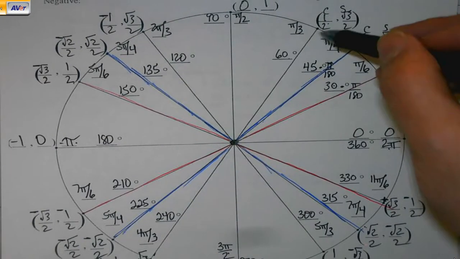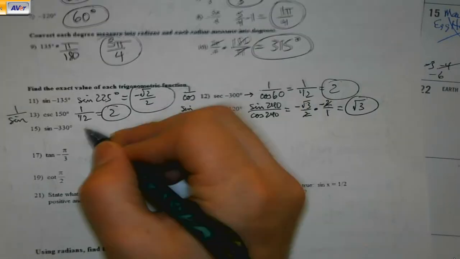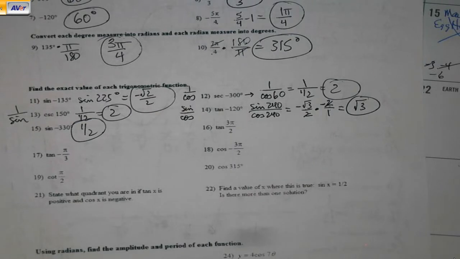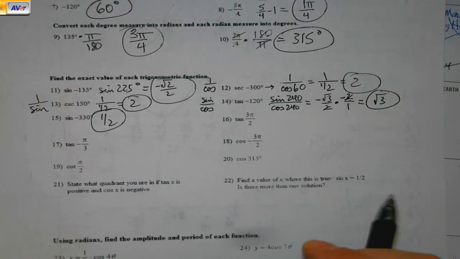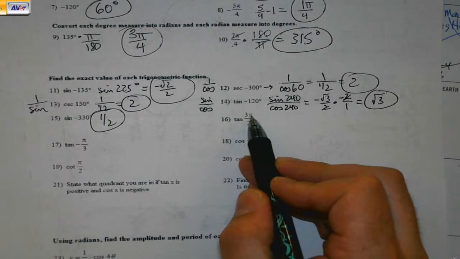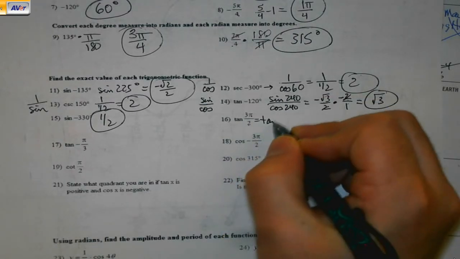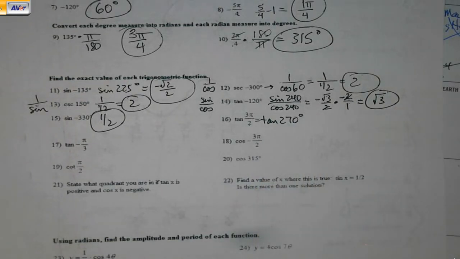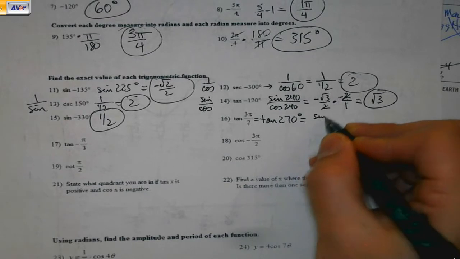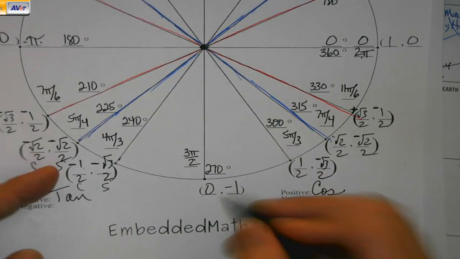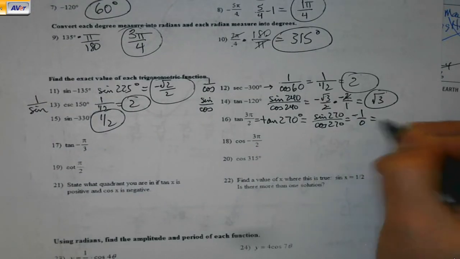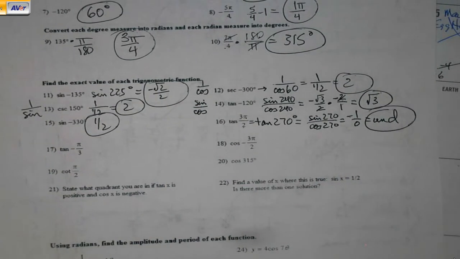Sine of negative 330. 90, 180, 270, 300, 330. Sine is 1/2. Next. Uh-oh, radians. No! We're just finding values. It doesn't matter if you turn it into degrees. 3 times 180 is 540 divided by 2 is 270 degrees. Tangent is sine over cosine. 270 degrees. Sine over cosine, negative 1 over 0. I can't divide by 0. It's undefined.